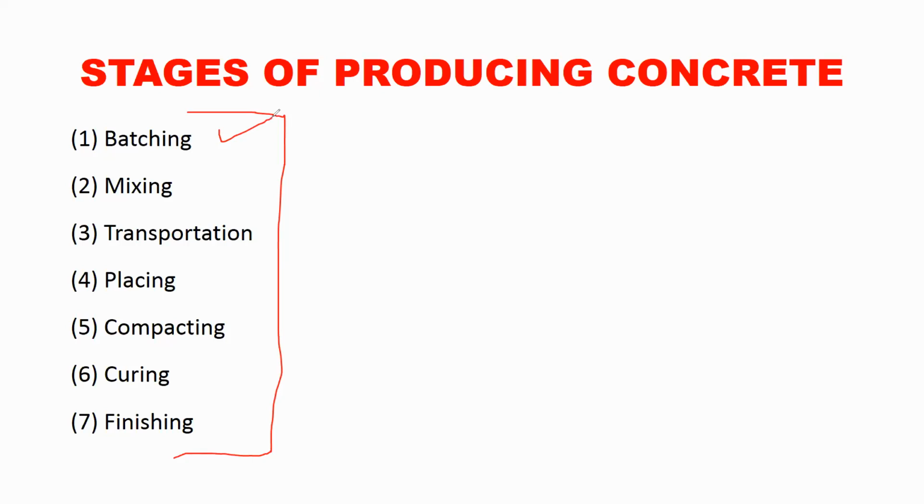In batching, we take the different ingredients of concrete in their proper proportion. We have the different ingredients as cement, fine aggregate, coarse aggregate, and water. These are the four basic ingredients of concrete, and how much of each we take is called batching. The second stage is mixing. In the first step we have taken the ingredients in their proper quantities, now we have to mix them. So the second stage will be mixing after batching.